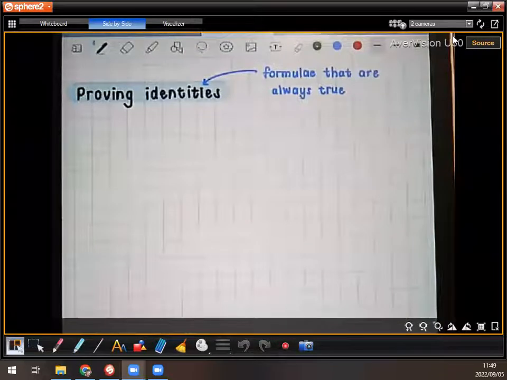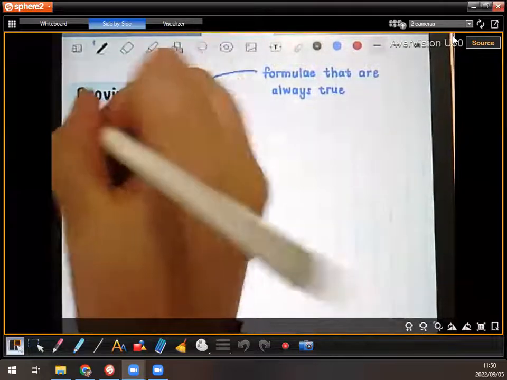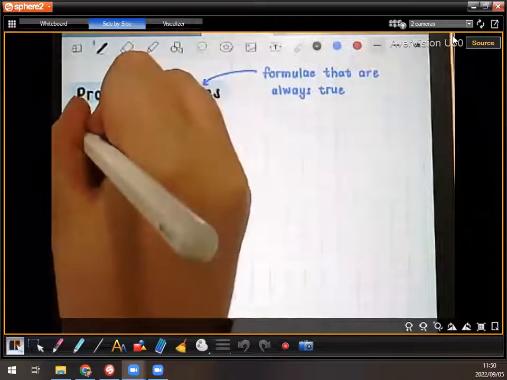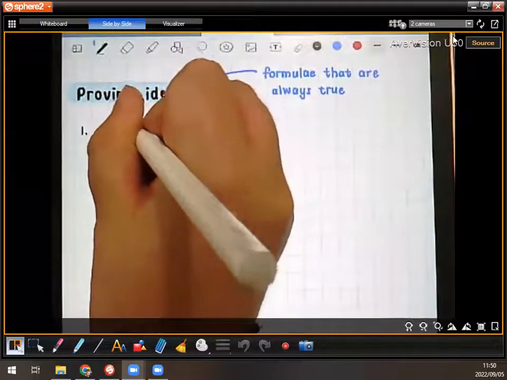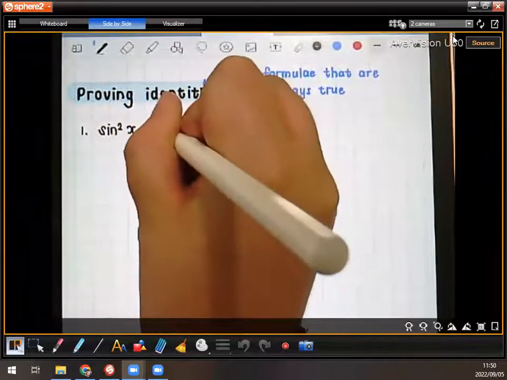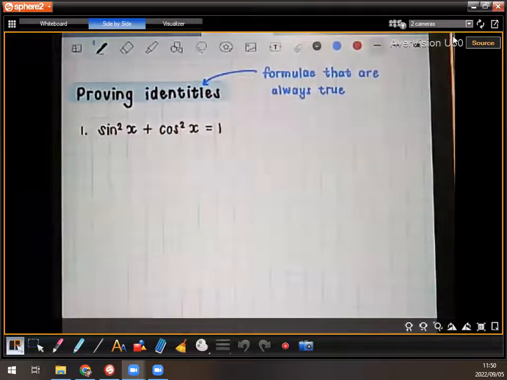Now, in grade 11, there are two identities that you have to know off by heart and that you need to be able to use. And it's almost like working with Python, right? It's a formula that we use in certain conditions. It's a similar type of thing. So the first one that I'm going to write down is that sine squared x plus cos squared x is always equal to 1.